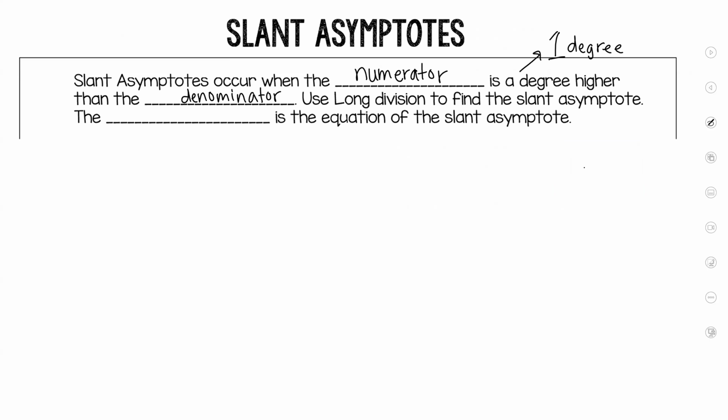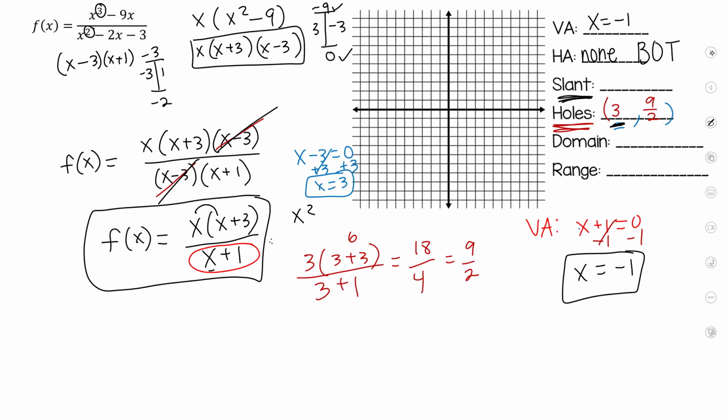You're going to use long division to find the slant asymptote. The quotient is the equation of the slant asymptote. Now, if you research this on your own, sometimes slant asymptotes are also called oblique asymptotes. Okay, these are synonyms of each other. You'll hear them called both ways, oblique asymptotes or slant asymptotes. Okay, so in our example here, our numerator is 1 degree higher than our denominator. That means we're going to have a slant asymptote. We're going to use long division to find that.